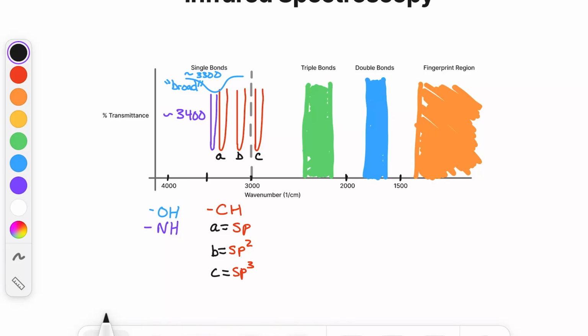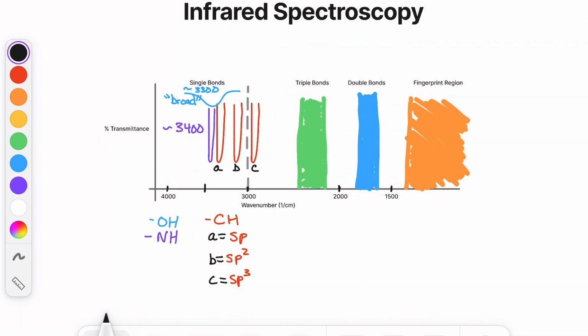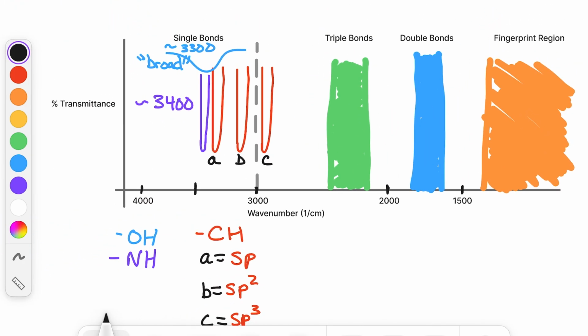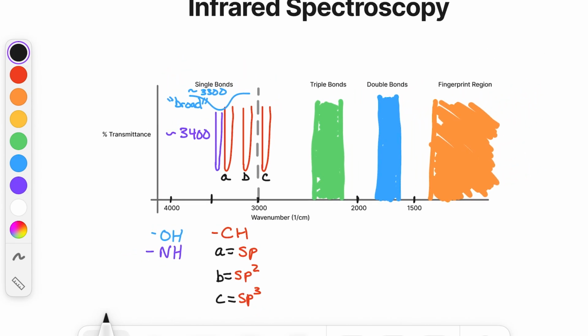Ladies and gentlemen, today we are going to learn about infrared spectroscopy, otherwise known as IR spectroscopy. So we have a bunch of signals that we will see along this x-axis, which is titled wave number. Wave number, same thing as wavelength. So what we need to know is actually not a ton.